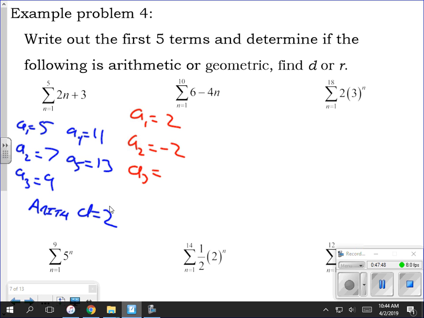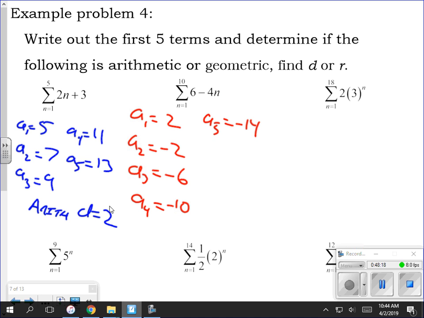A sub 3. Plug in 3. 3 times 4 is 12. 6 minus 12, negative 6. Plug in 4. 4 times 4 is 16. 6 minus 16 is negative 10. And then plug in 5. 5 times 4 is 20. 6 minus 20 is negative 14.